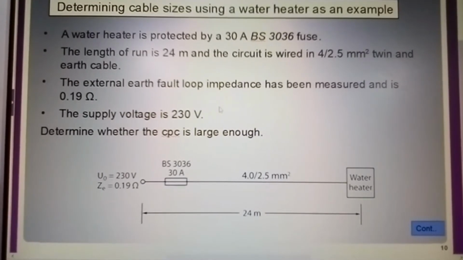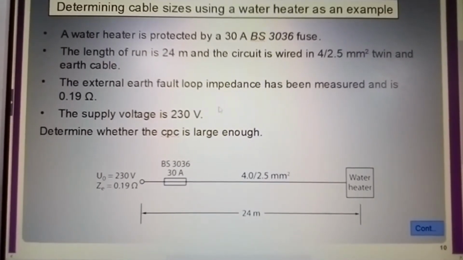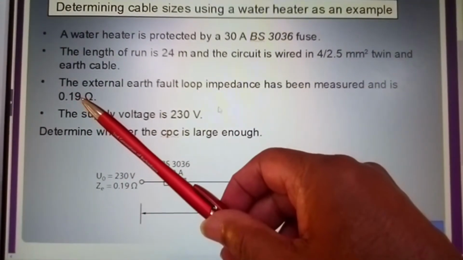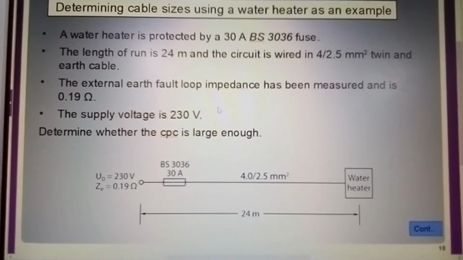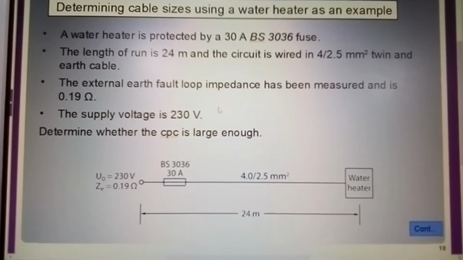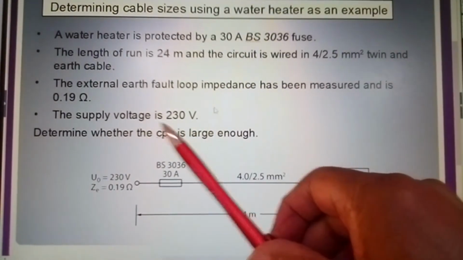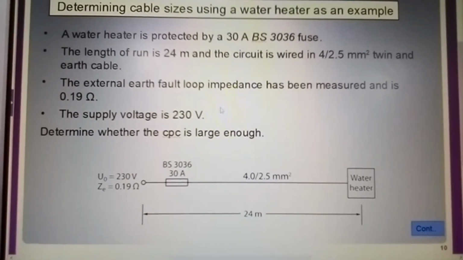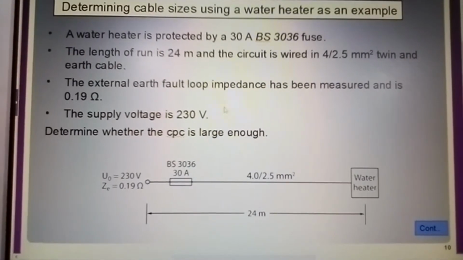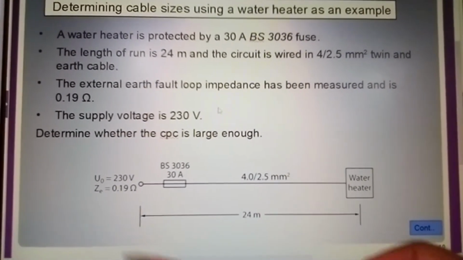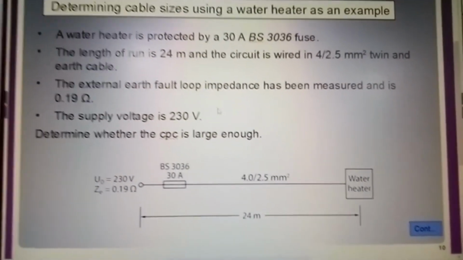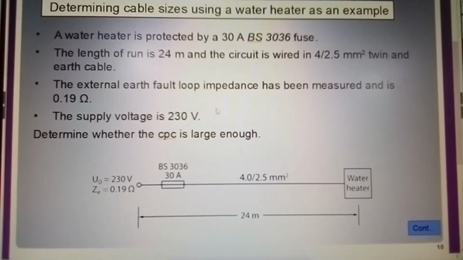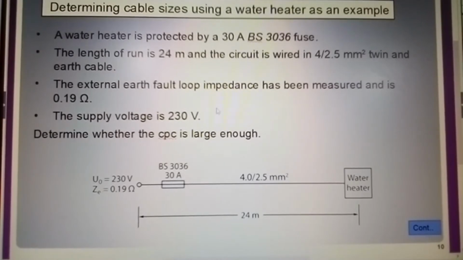The external earth fault loop impedance has been measured and is 0.19. Now notice you've been given the external fault loop impedance, okay? 0.19. The supply voltage is 230 volts, so you have your supply voltage. Determine whether the CPC is large enough. Voltage equals 230 volts, Z equals 0.19 ohms. Fuse, okay. And 2.5 millimeters square.